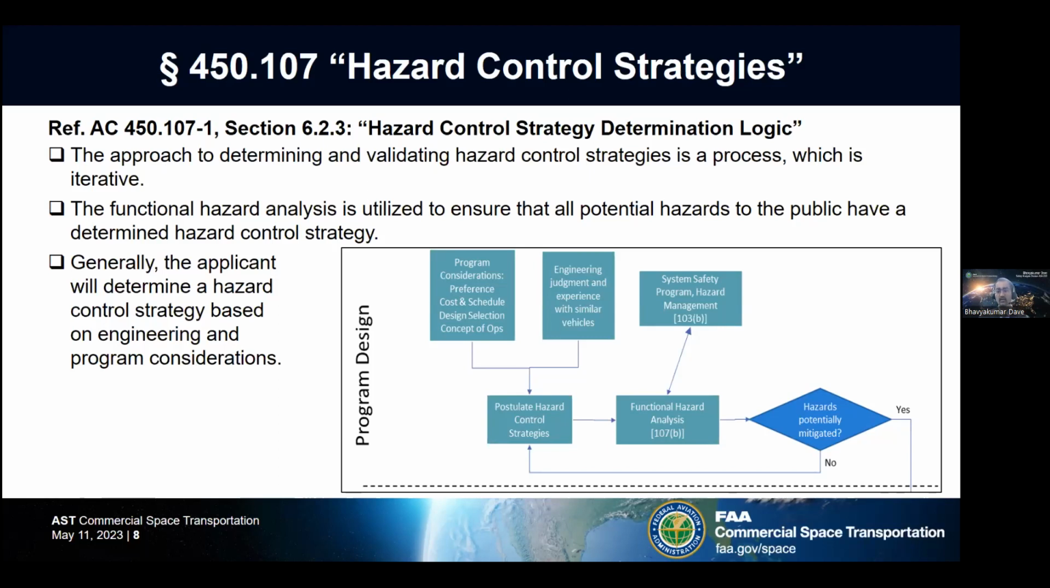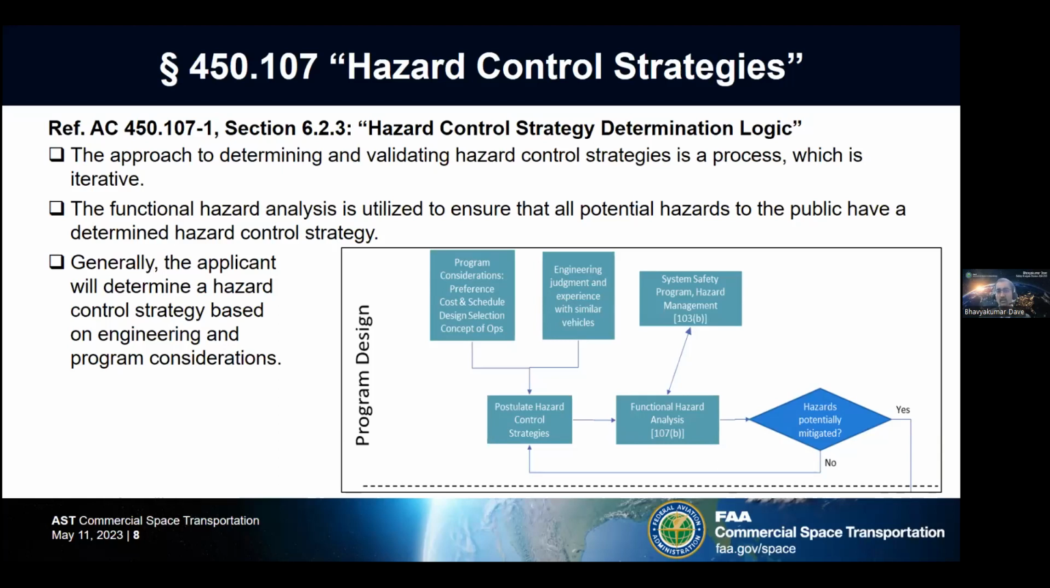And on Tuesday, during day 1 of the workshop series, we talked about 450-103 system safety program. And in there, we talked about how per 103B, applicants are explicitly required to document their processes and plans for hazard management. And this includes the development, implementing, and maintaining of the functional hazard analysis. So moving forward in this process flowchart, if the hazards to the public that result from a functional failure during either the entire flight or a phase of flight are not potentially mitigated, then in that case, as we see here with the arrow pointing back, the feedback loop, the applicant is required to revisit the initially postulated hazard control strategy in order to assure public safety.